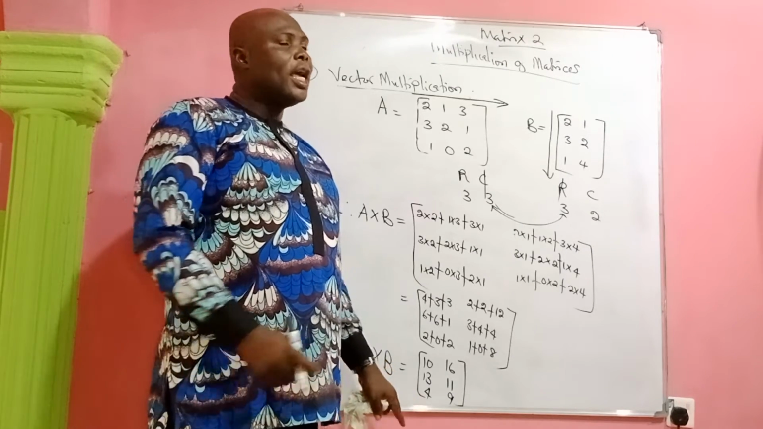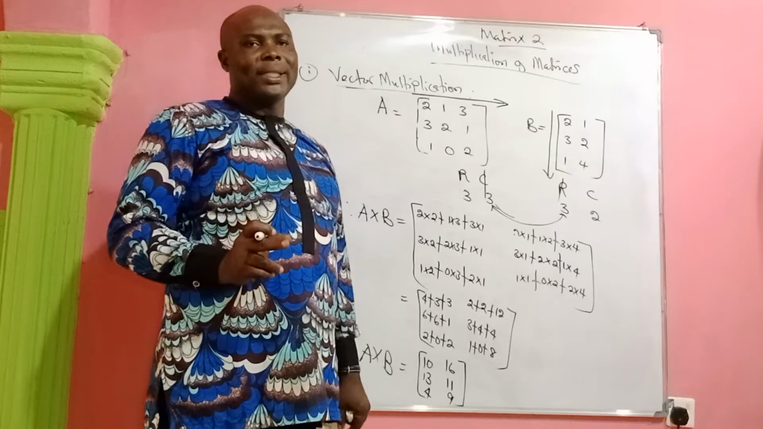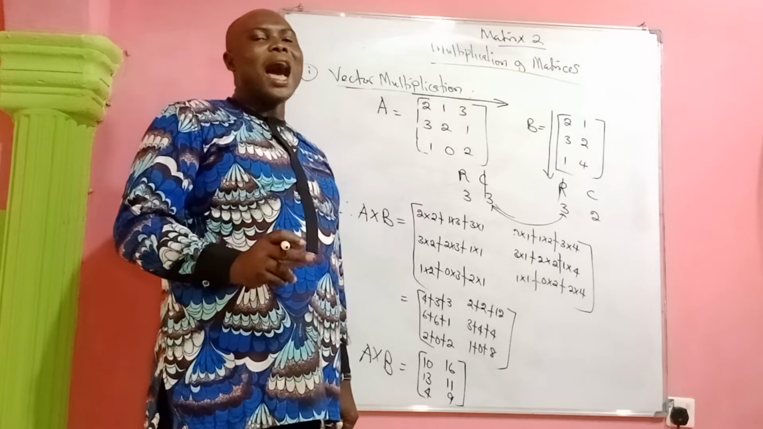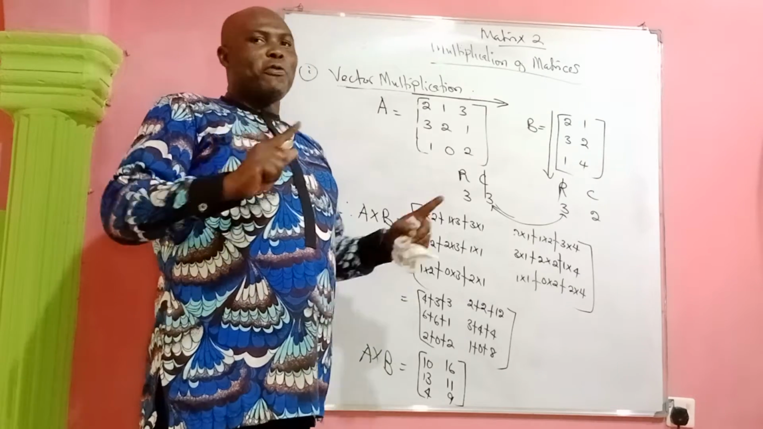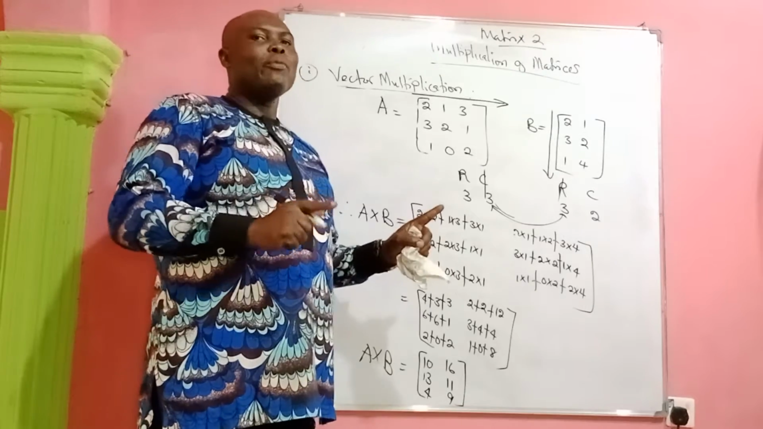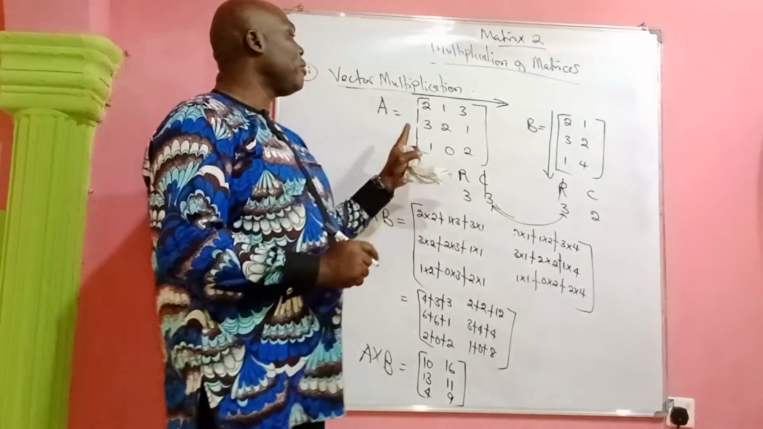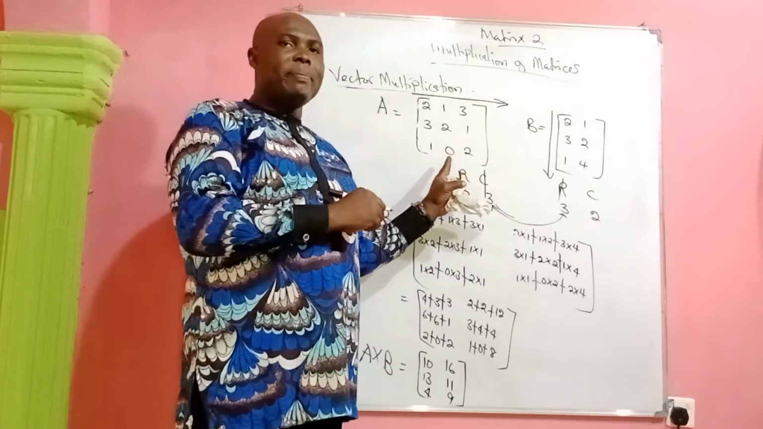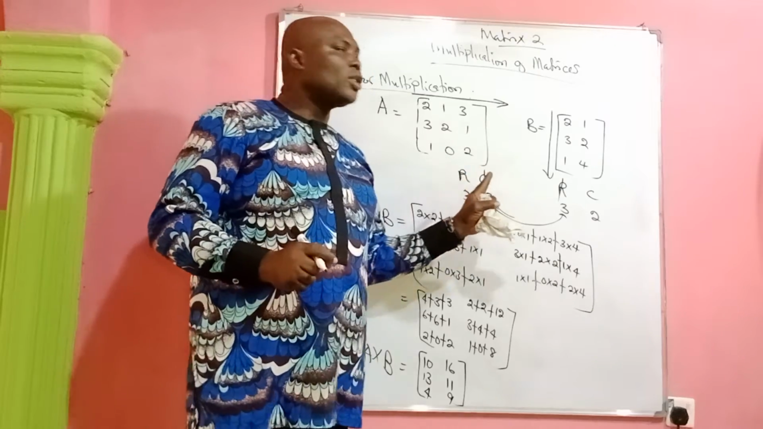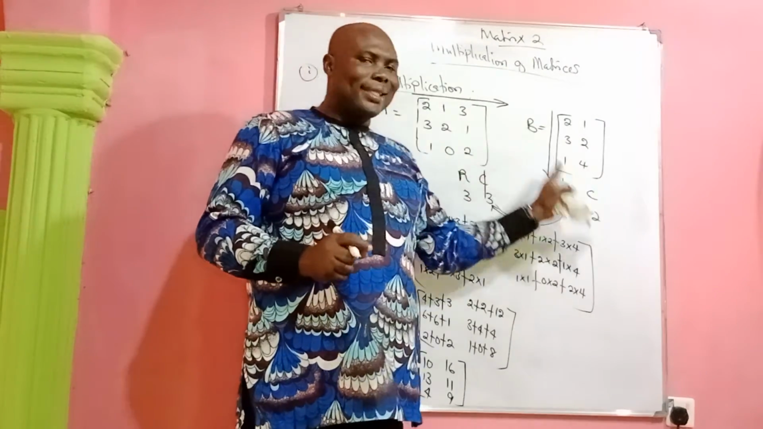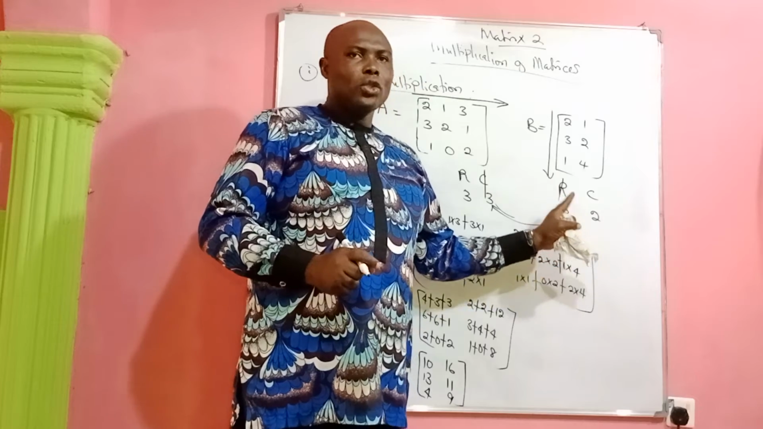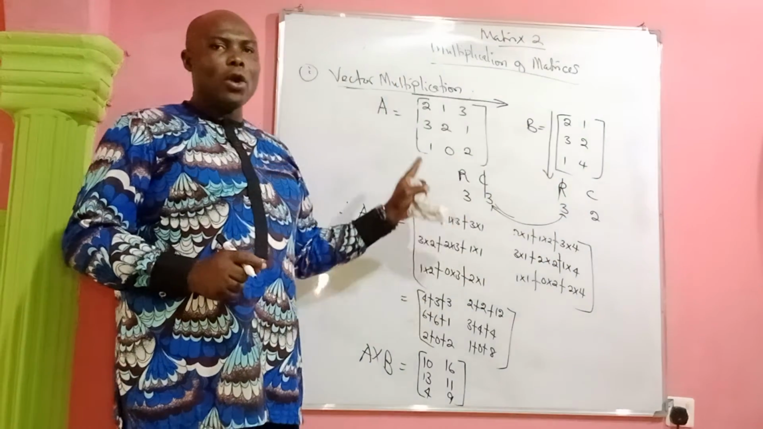So please take note, the only way you can multiply matrices is when they agree with the conformality rule, meaning that the number of columns in matrix A, the first given matrix, must be equal to the number of rows in the second given matrix. So by that it means they are conformal.